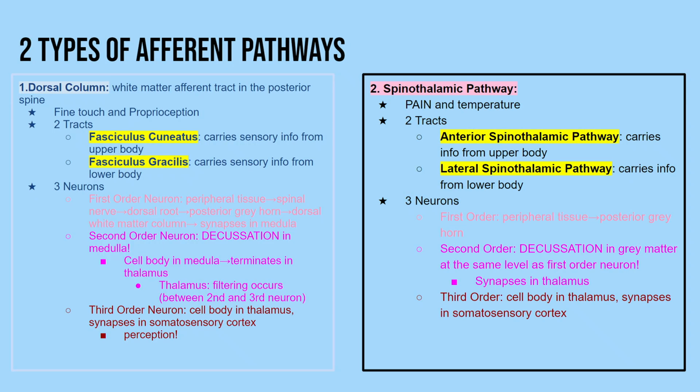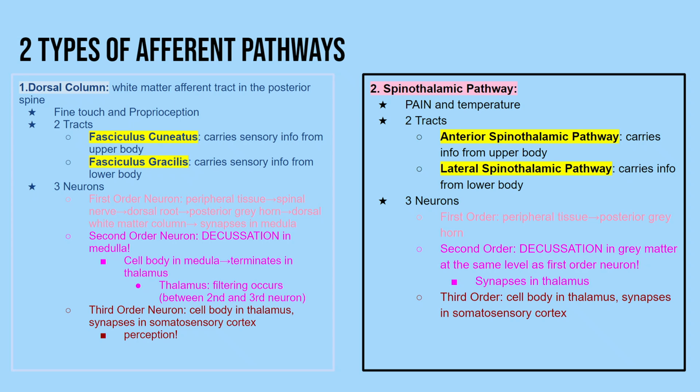So this is a lot of writing, but I wanted to put them both on one slide so you could have a direct comparison of the 2 pathways. So we'll just go through it. The first one is the dorsal column pathway. This is a white matter afferent tract in the posterior spine. And then the other pathway is the spinothalamic pathway. So the spinothalamic pathway senses pain and temperature.